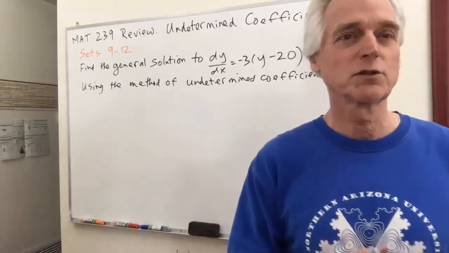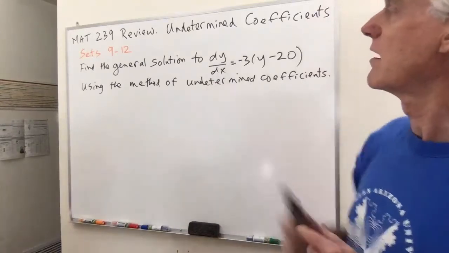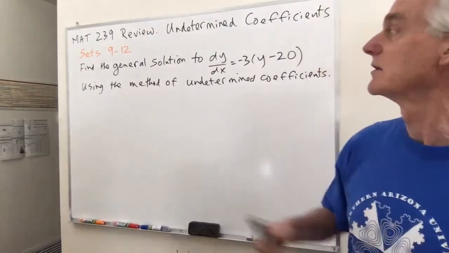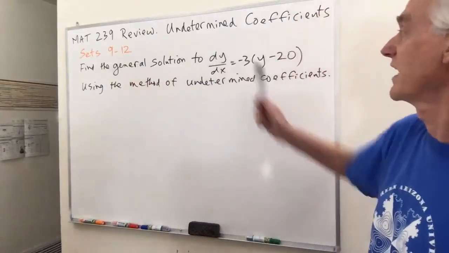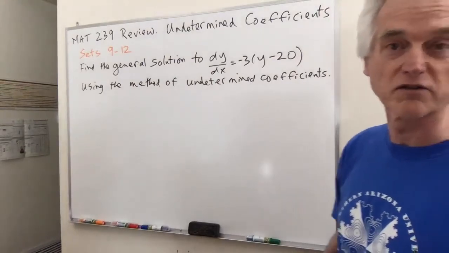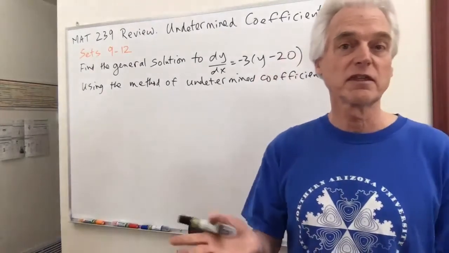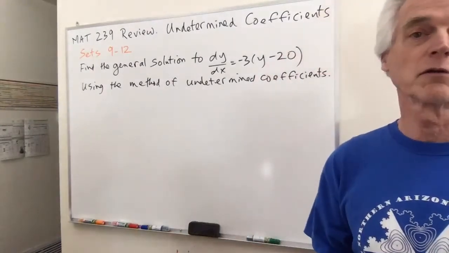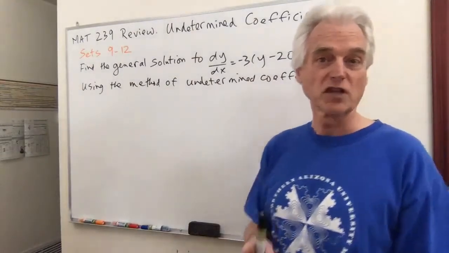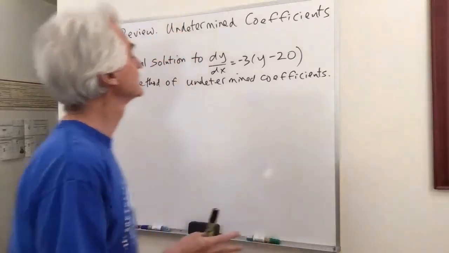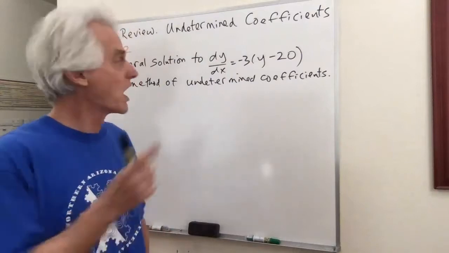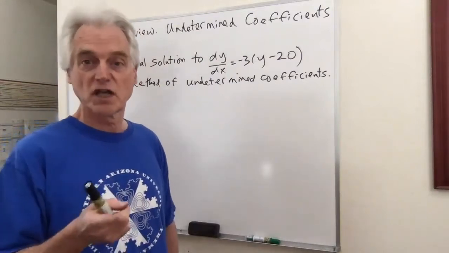Next, I'm going to solve our same ODE using the method of undetermined coefficients. So find the general solution to dy/dx = -3y - 20 using the method of undetermined coefficients. Now, usually this method is used for a higher order ODE, higher than order 1, but it still works for order 1. So the first thing to recognize is that this is a linear, non-homogeneous ODE with constant coefficients.